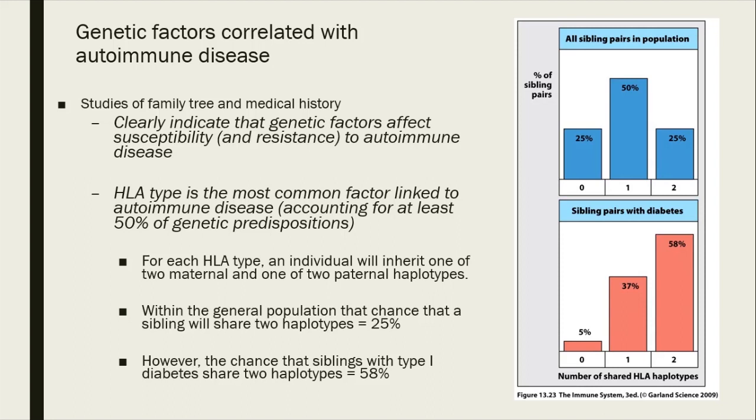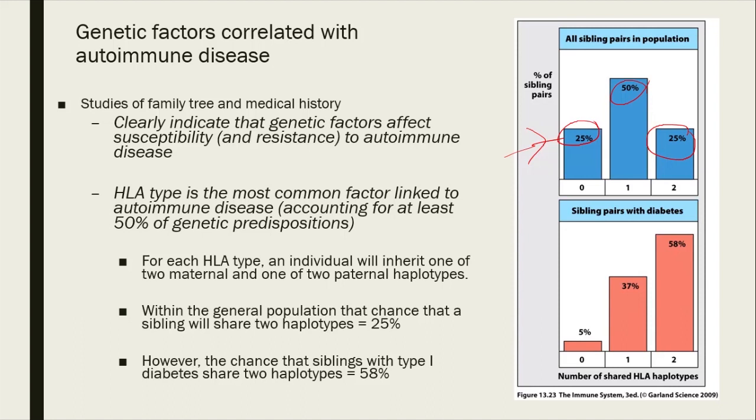Now the top panel here shows the frequency with which two siblings share HLA haplotypes in a population as a whole. So the percentages here, 25%, 50%, 25%, are the expected frequencies from a simple Mendelian genetics concept.